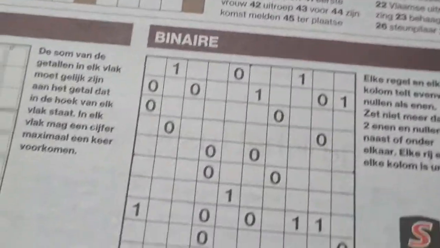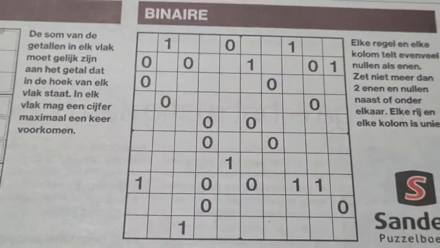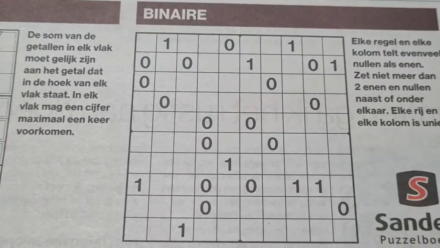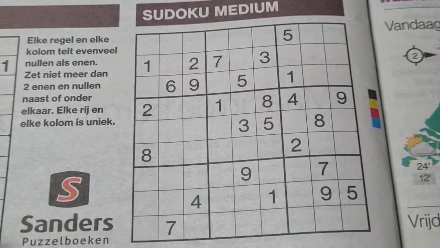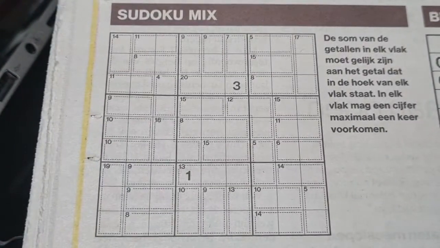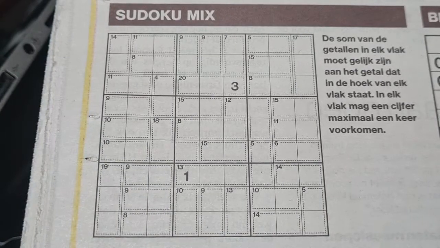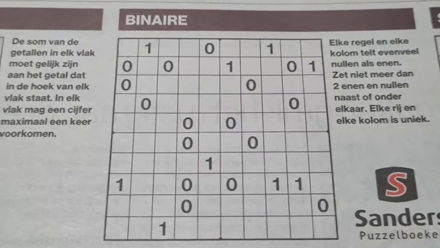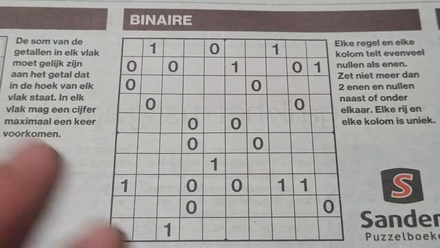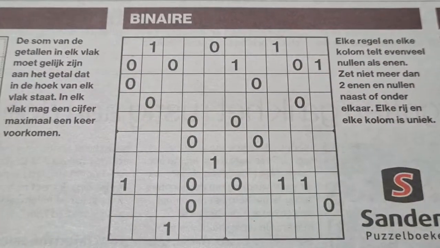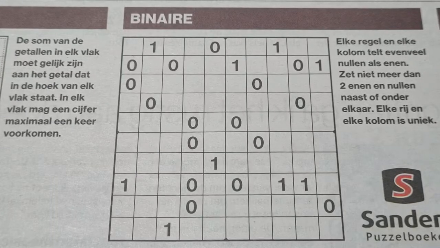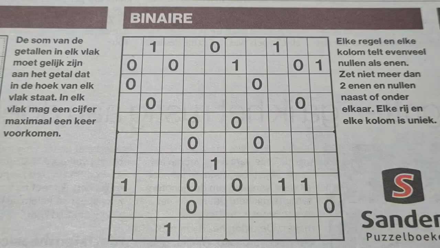We have here three regular Sudokus. The first one is a binary, the second one is a medium Sudoku, and the third regular Sudoku is a killer Sudoku, aka Sudoku Mix. And in this daily newspaper, there is also an additional with extra Sudokus. I believe there are 7 or 8. We will see.